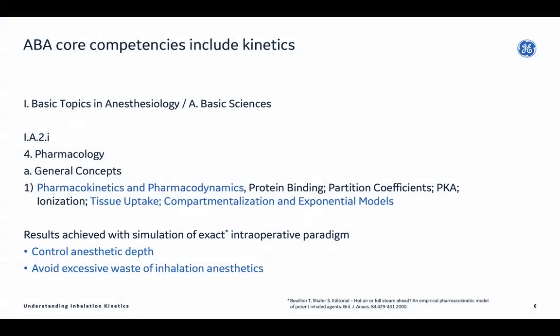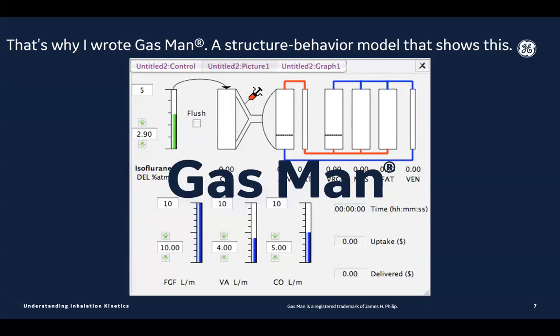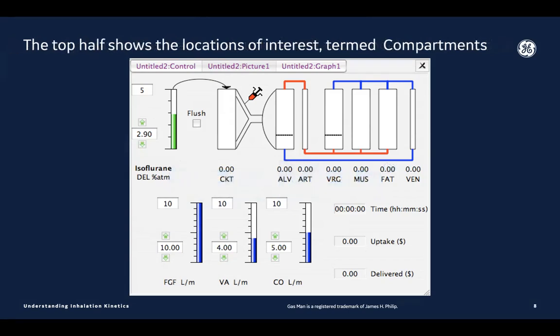The American Board of Anesthesiologists lists it as one of the things that we all need to understand. That's why I wrote Gas Man. It's a structure-behavior model that shows this. The model looks like this.